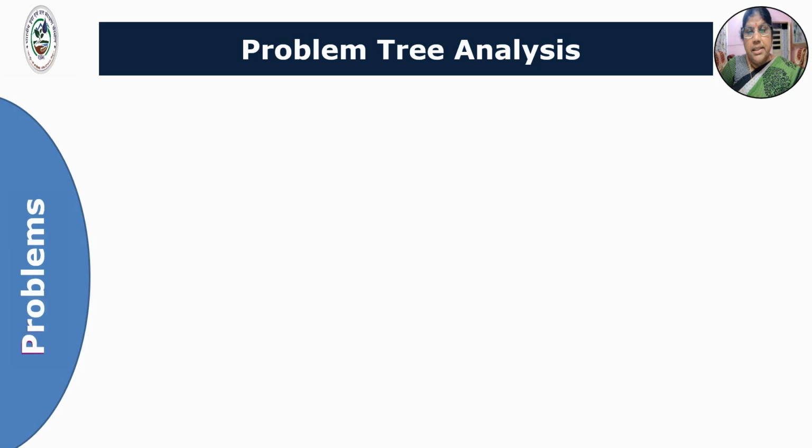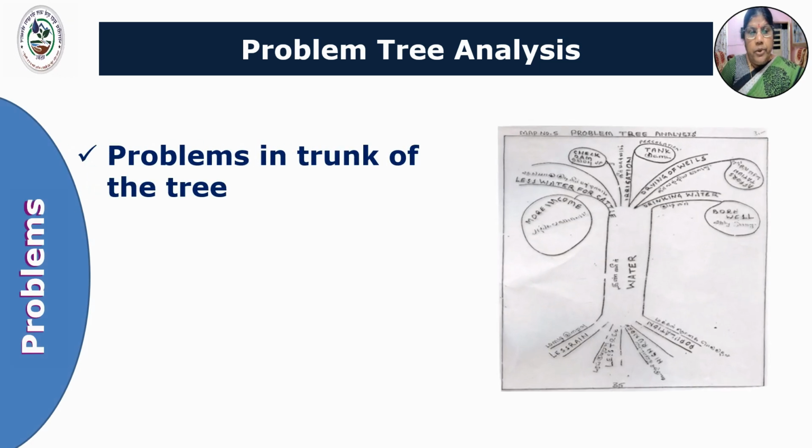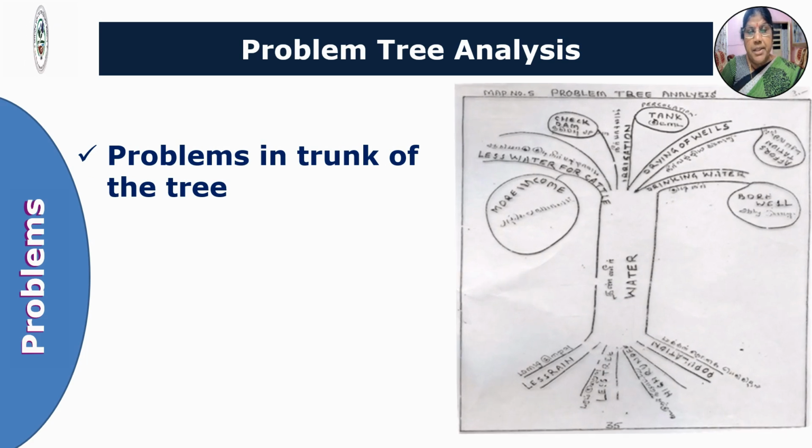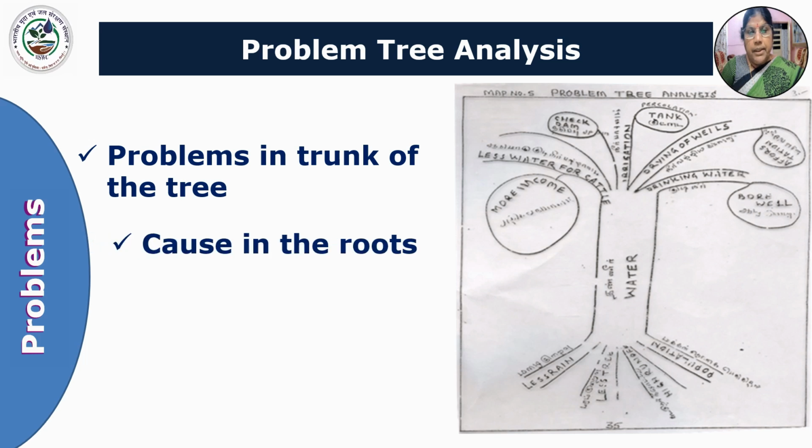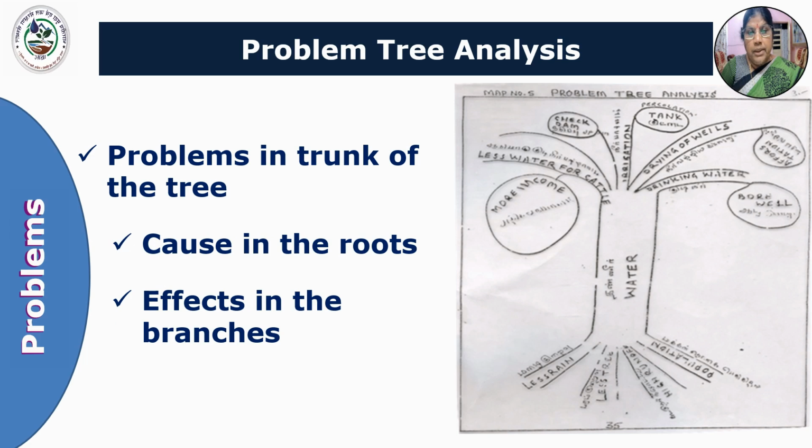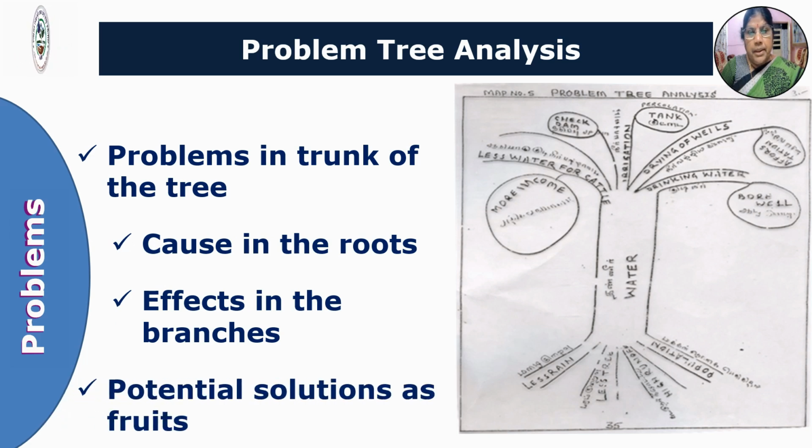The next exercise is problem tree analysis. Here we do this exercise to identify the major problem faced by the watershed people. Because of the time limitation and unit cost limitation, we cannot address all the problems during the project period. Here we can gather the people who are interested in solving the problem, and we can ask them to draw the problem in the form of the trunk of the tree, and the reasons in the form of roots, and the effects or consequences in the form of branches, and potential solutions as fruits.